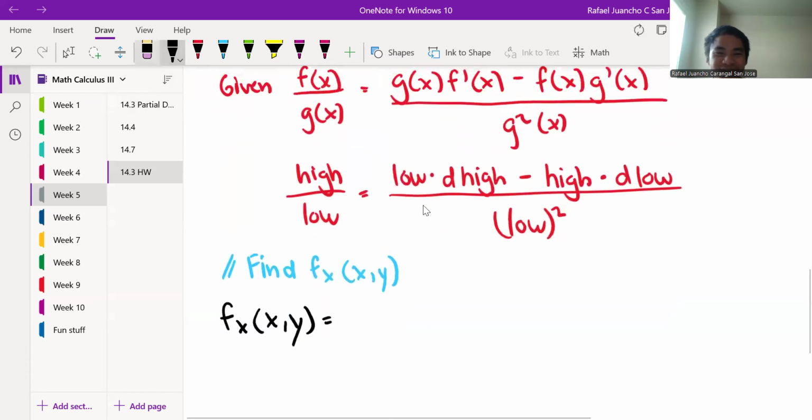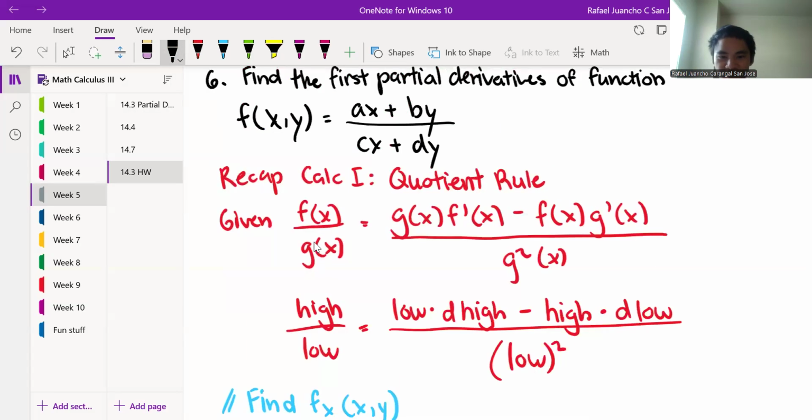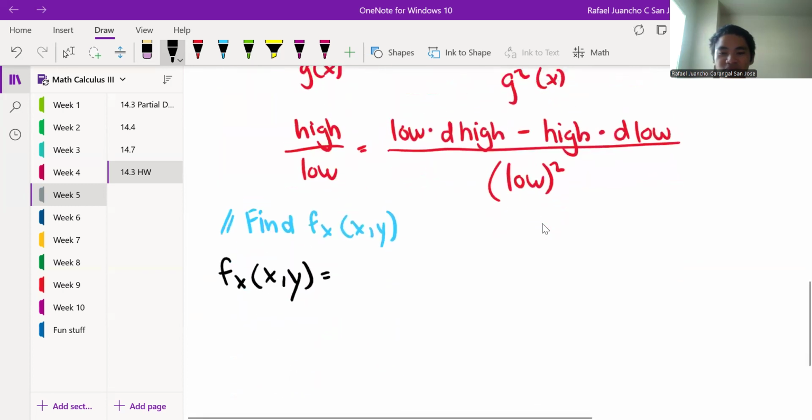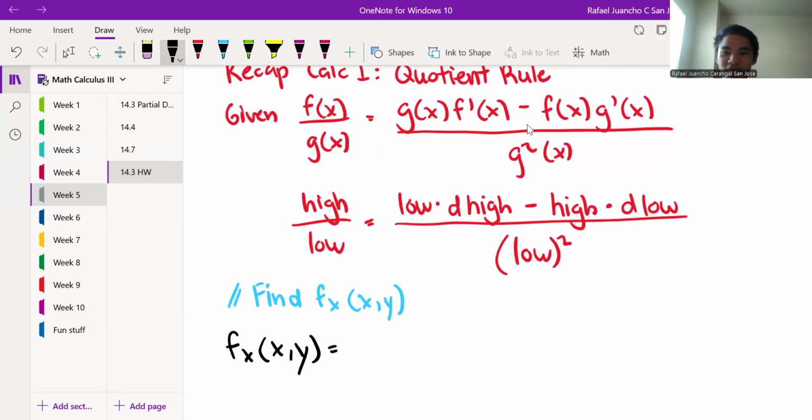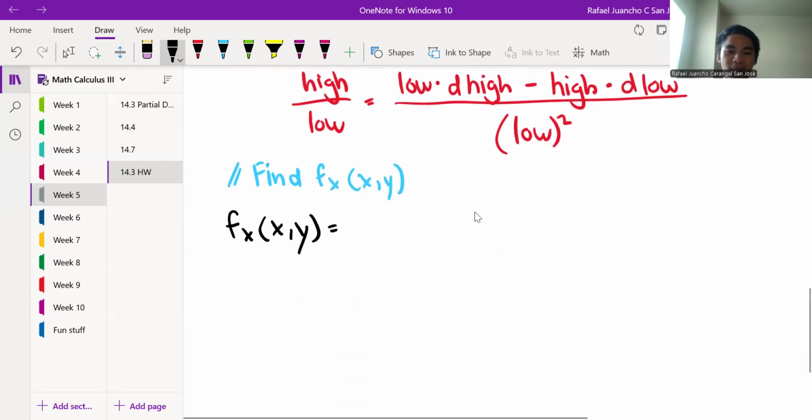It's that mnemonic. That one's really fun though. So that's how I was able to do it. So low g of x, d high, derivative of f, minus high f, d low, derivative of g, over low squared. So the g of x squared. So that's the mnemonic, and that will give us the derivative of this whole thing.